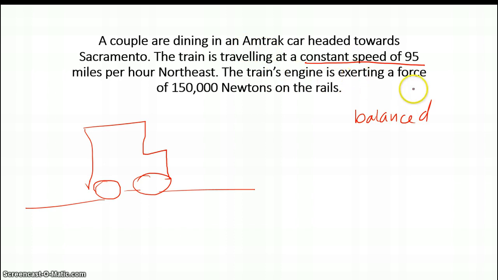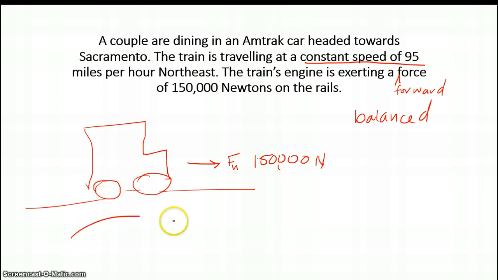The train's engine is exerting a forward force. I think that mentions it in your handout of 150,000 newtons. That means that it is pushing. Again, we know that that's a normal force of 150,000 newtons. And that's an interaction between the engine and the train. The other things that we need to know is here I have my train. Let's see what other forces are involved.